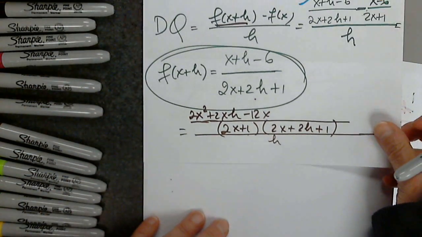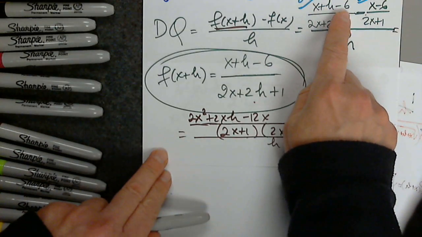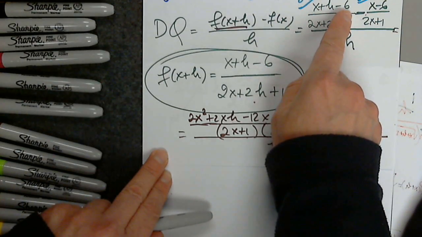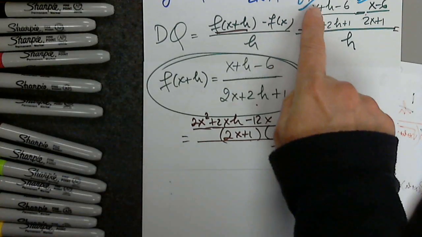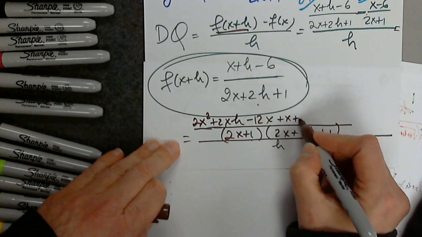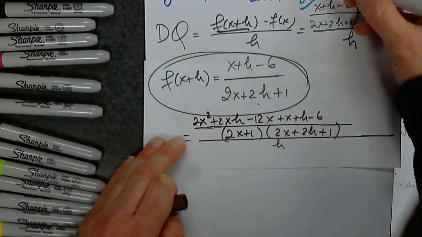Okay, so one more time. We only distributed 2x to 1, 2, 3 terms. But now we are distributing 1 to 1, 2, 3. So please tell me what to write. I only distributed 2x to these three terms. No. Plus x plus h minus 6. So now this piece is done.